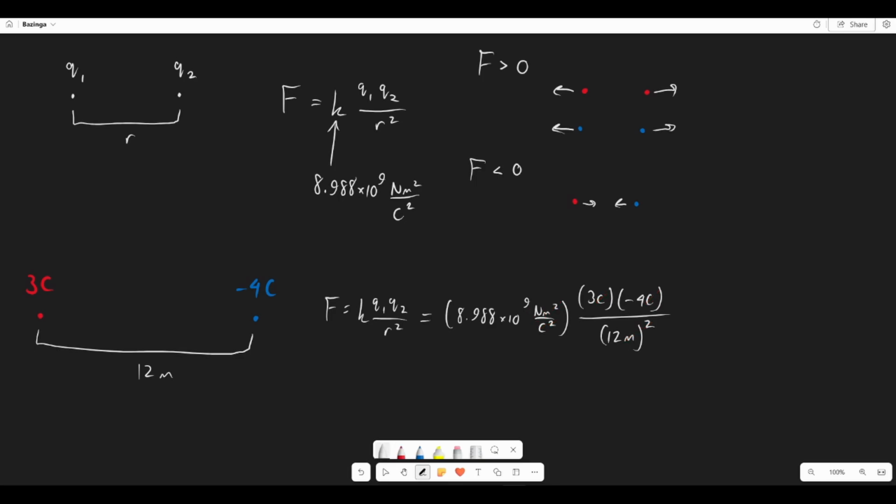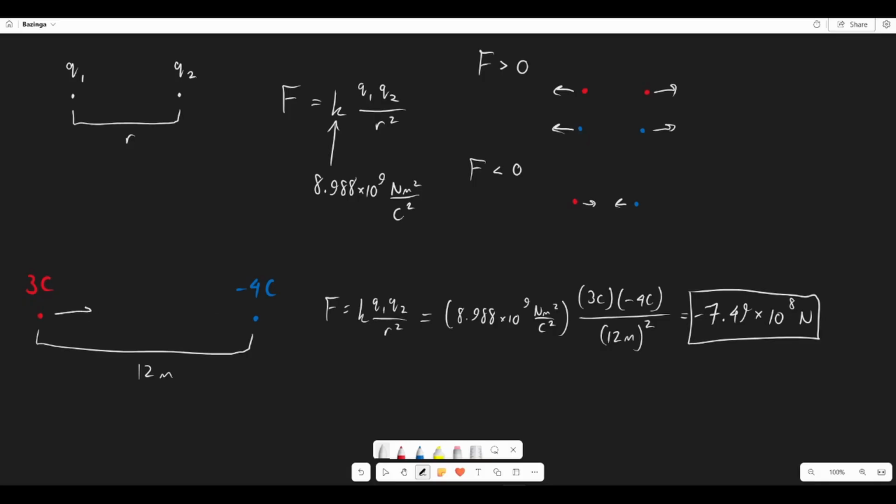Plugging this into a calculator yields -7.49 × 10^8 newtons. As the force is negative, this indicates there will be an attractive force.